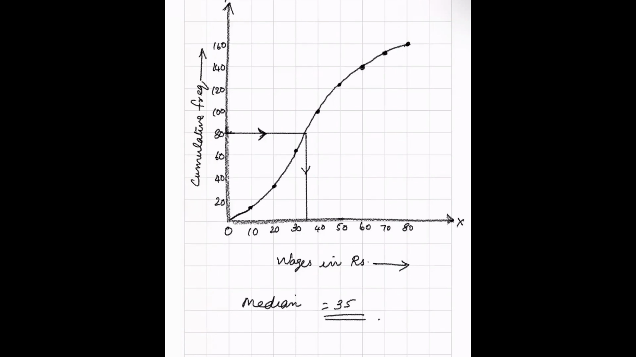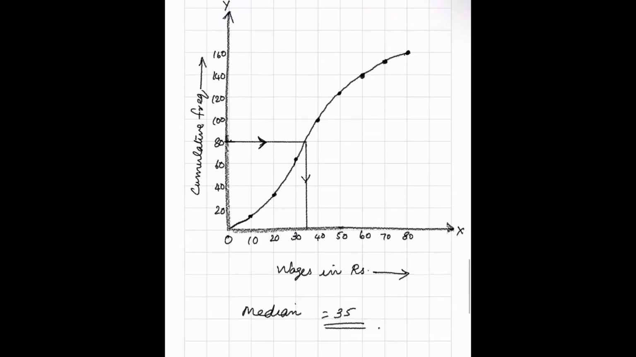The second part asks for the percentage of workers who earn more than rupees 45 a day. So how many people earn more than 45? Where have you marked wages? You have marked wages against the x-axis. So what you just need to do is mark that 45. Where is 45? 45 is exactly between 40 and 50.